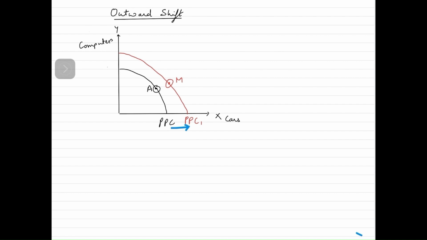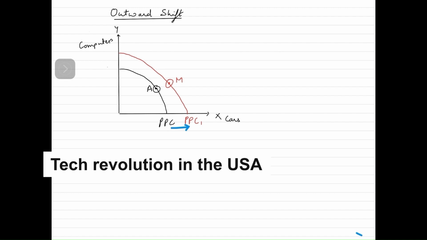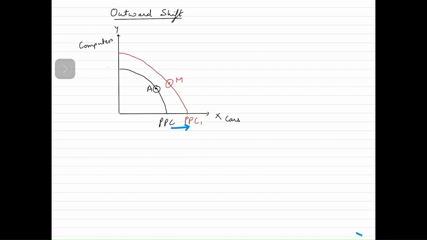So an outward shift would really benefit an economy, and we do have some real life examples. Say for example, we have the tech revolution that happened in the US, because of which the internet and smartphones came into existence, and now they are like a basic necessity for everyone, right?